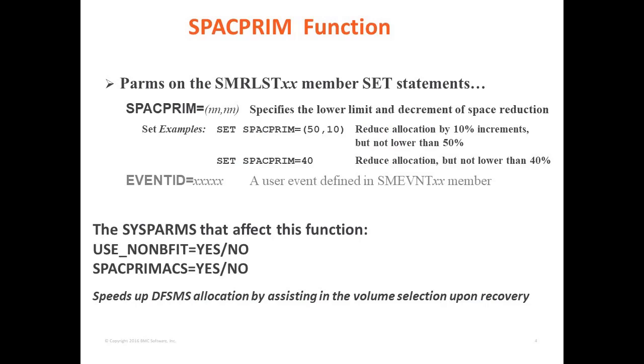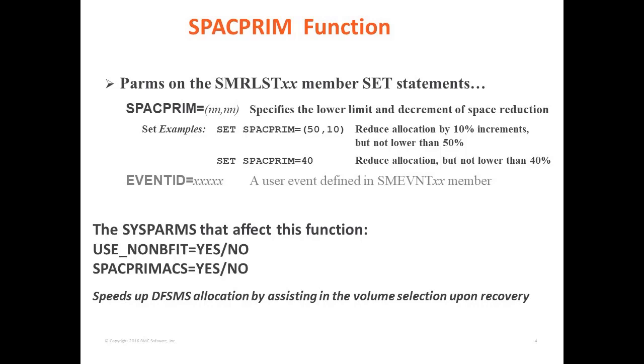The RList set statement for SPACPRIM contains just two, SPACPRIM equals and event ID equals. For the functions that start with SPAC, the RList set statement will always be the function name, along with the type of action to take. For SPACPRIM, the actions are to decrease the requested primary space by a percentage.